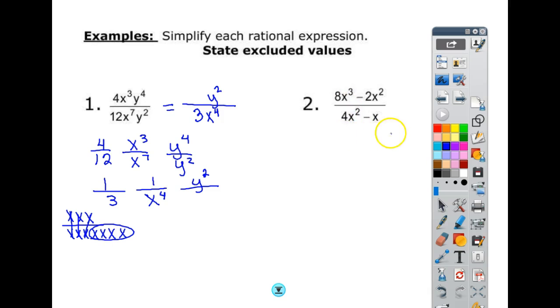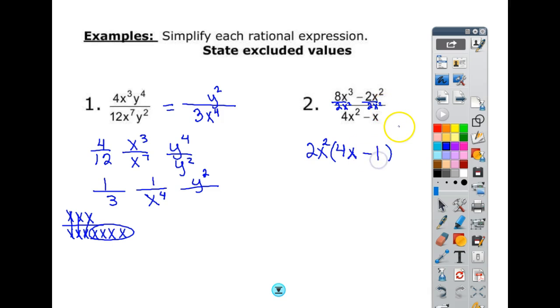Now, over here, number 2, just look at the top. Don't even look at the denominator. On the top, what can we factor out? What will they both divide by? A 2. What else will they both divide by? An x squared. So 2x squared is your GCF. What is 8 divided by 2? 4. And what is x to the third divided by x squared? X. And then over here, what's 2x squared divided by 2x squared? It makes a 1.